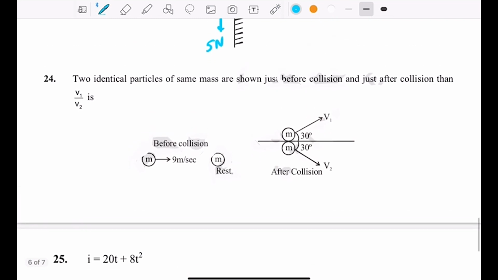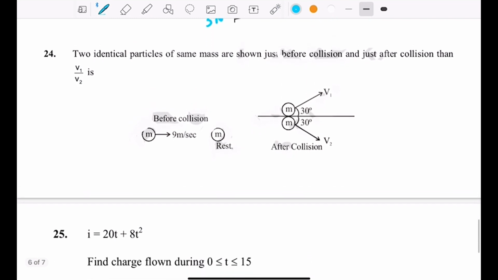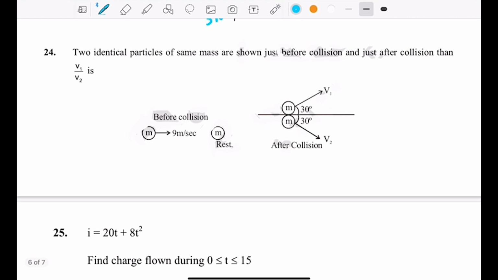Next I'll go with this one. Two identical particles of the same mass are shown just before collision and just after the collision. Initially this is at rest. Now this is coming with 9 meter per second.